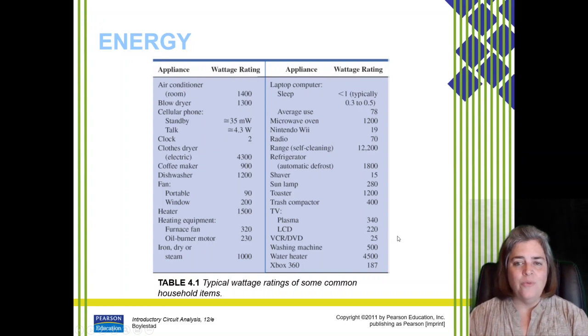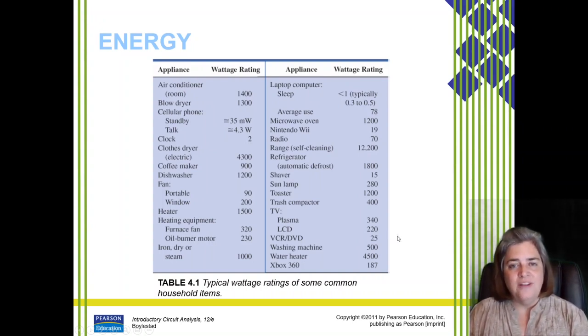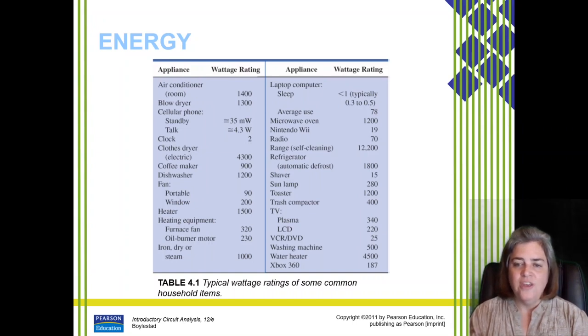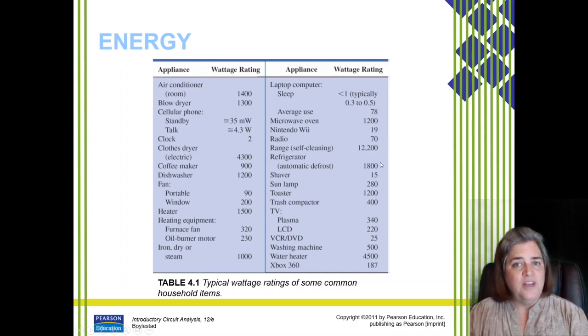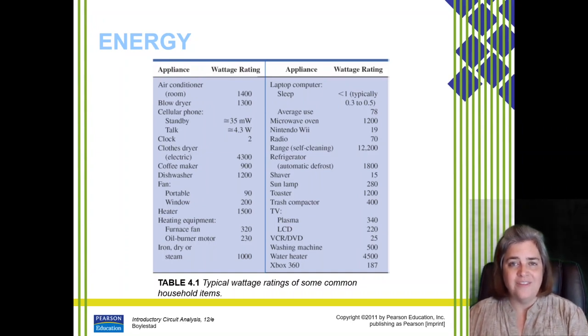Here are some typical wattage ratings of some appliances around your home. If you want to take a look and see what's using the most energy in your house, a lot of people zero in on this electric range. So that's the self-cleaning function of your oven. If you have a self-cleaning oven, basically it cranks the temperature up for several hours and burns everything off. That's what they mean by self-cleaning.